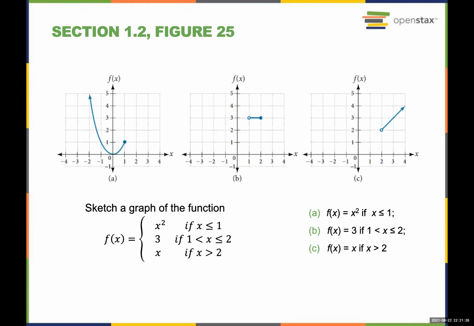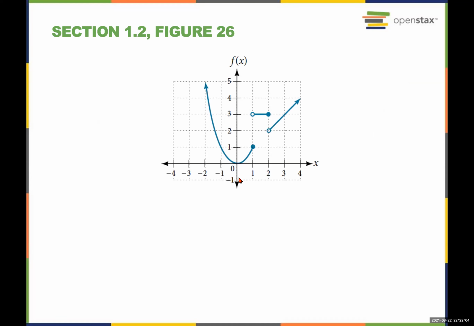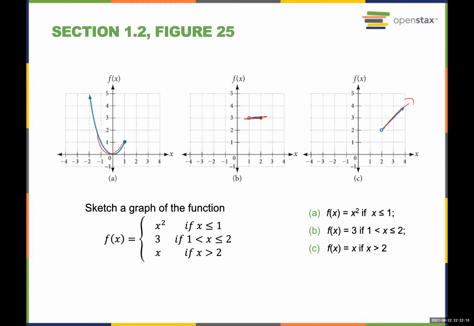Next one, the problem is to sketch a graph of the function f of x. We have here x squared if x is less than or equal to 1, 3 if x is between 1 and 2, and x if x is above 2. So let's take a look at each here. So x squared is a parabola, but it stops at 1. That's why you have it here. And then a constant function from 1 to 2, which is 3, and x starting at 2, above 2. So when we combine all three, we can have this graph. So that is the graph of the given f of x.